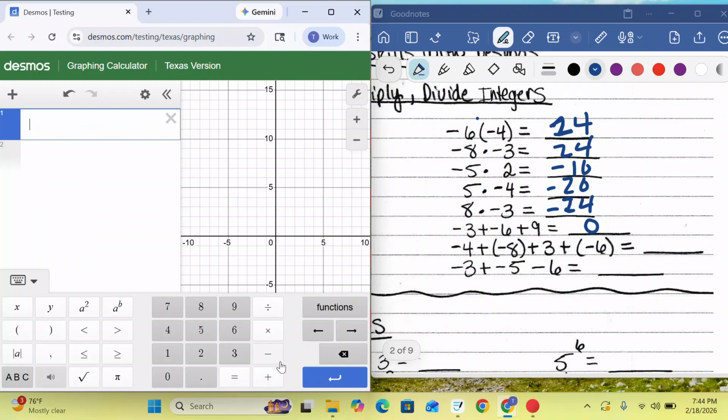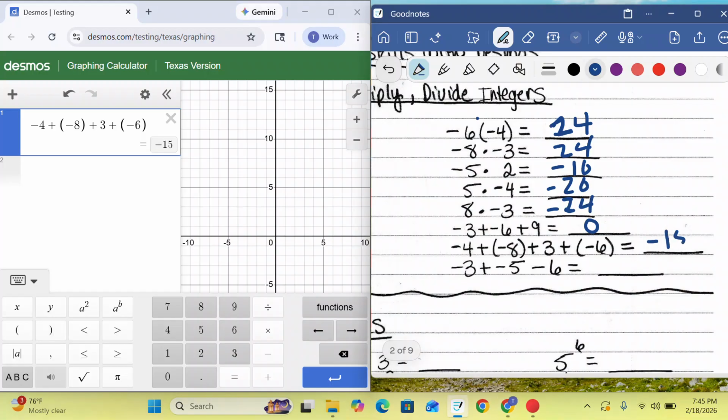And the next one I'm going to input the way it is. Negative 4 plus negative 8. I do the parentheses. I don't have to do parentheses, but if I want to, I can. Close parentheses, plus 3. Plus, open parentheses, negative 6. Close parentheses. So the answer is negative 4 plus negative 8 plus 3 plus negative 6 gives me negative 15.